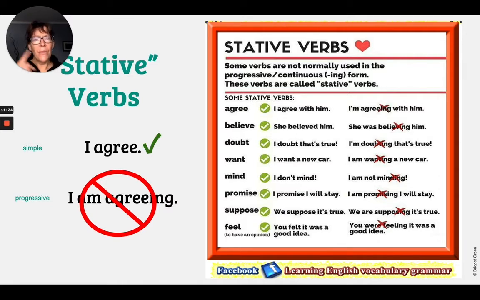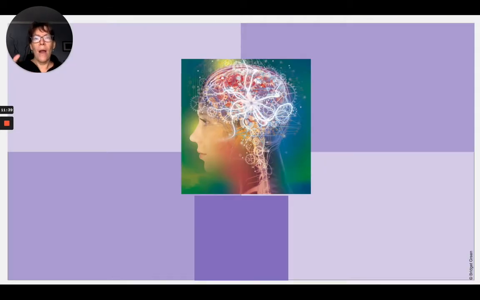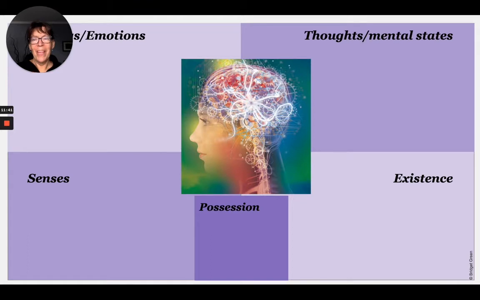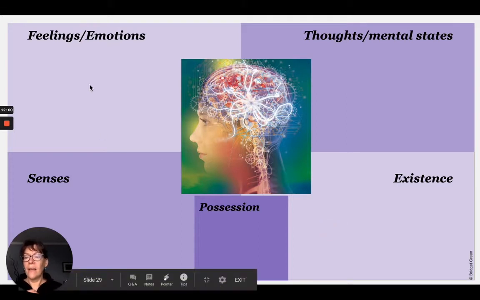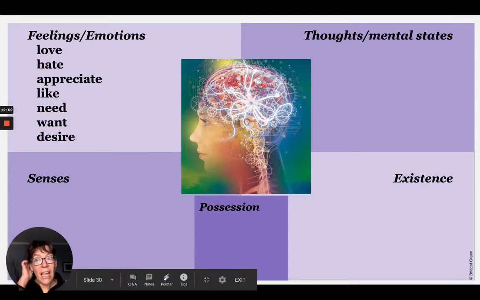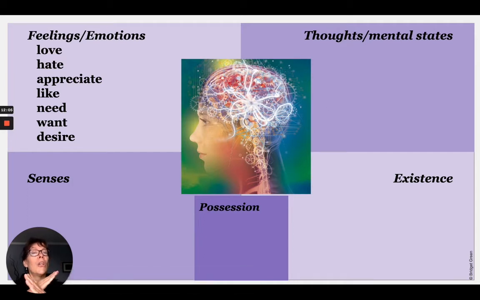It can be kind of difficult to remember the stative verbs, so usually we organize them around this sort of symbol, and they are, for example, your feelings and emotions, thoughts and mental states, your senses, and existence, and possession. So your feelings and emotions are things like love, hate, appreciate, like. Again, not in the progressive. Okay. For example, need. I am needing.